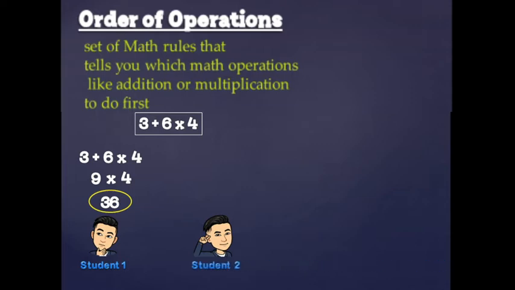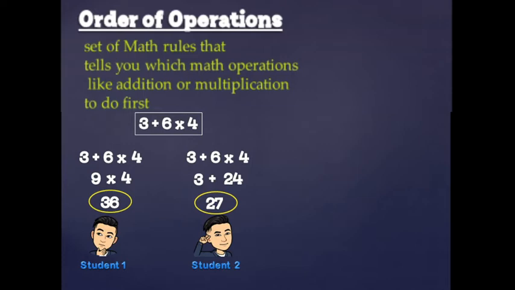Student number 2 solved multiplication first. 6 times 4 is 24. 24 plus 3 is 27. Math is a very confusing subject. Different answers to the same problem.